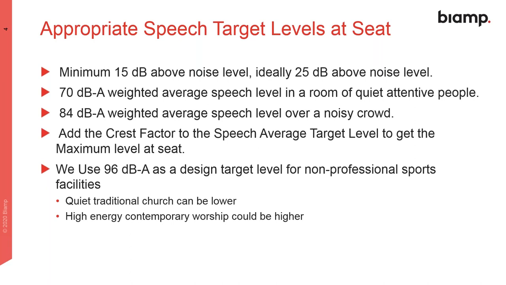84 dB is a more realistic number for a noisy crowd. Say you're at an auction or a game, there's a lot of noise going on, people moving around and talking over. We want a much higher speech level. If we add the crest factor to the speech level, so we've got 84 dB speech level, and that has, let's just say, 12 dB crest factor, we get 96 as what we should be looking for as a target SPL from the loudspeaker if we were to run the loudspeaker at full power with a continuous pink noise or something like that.